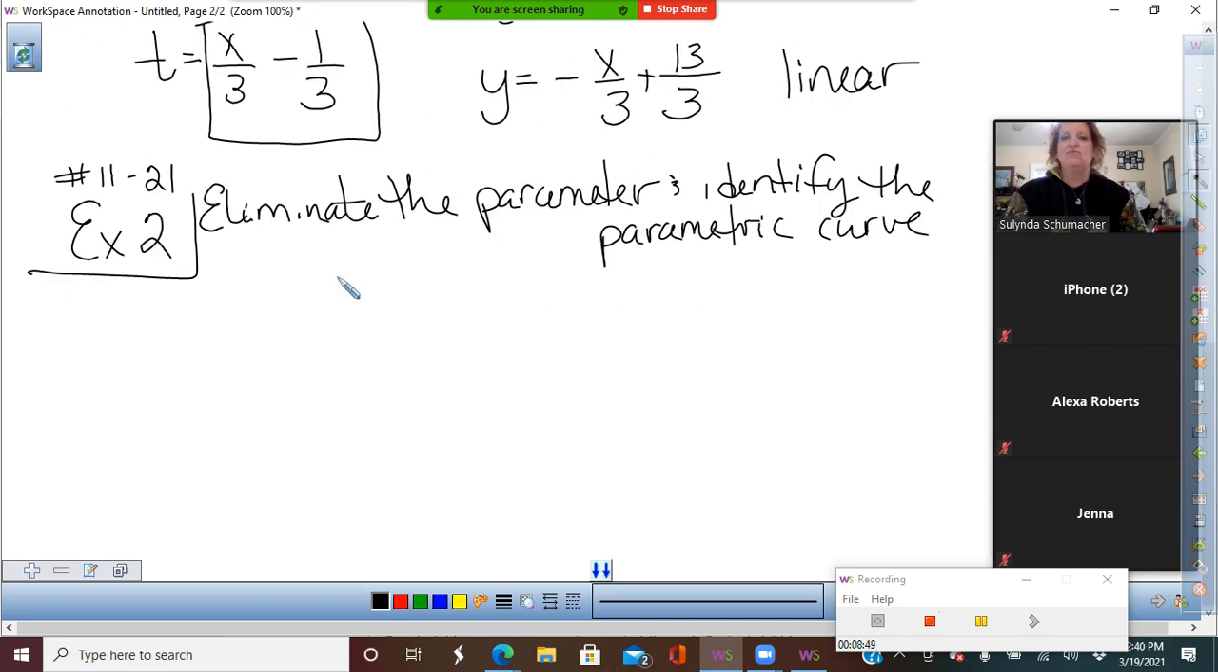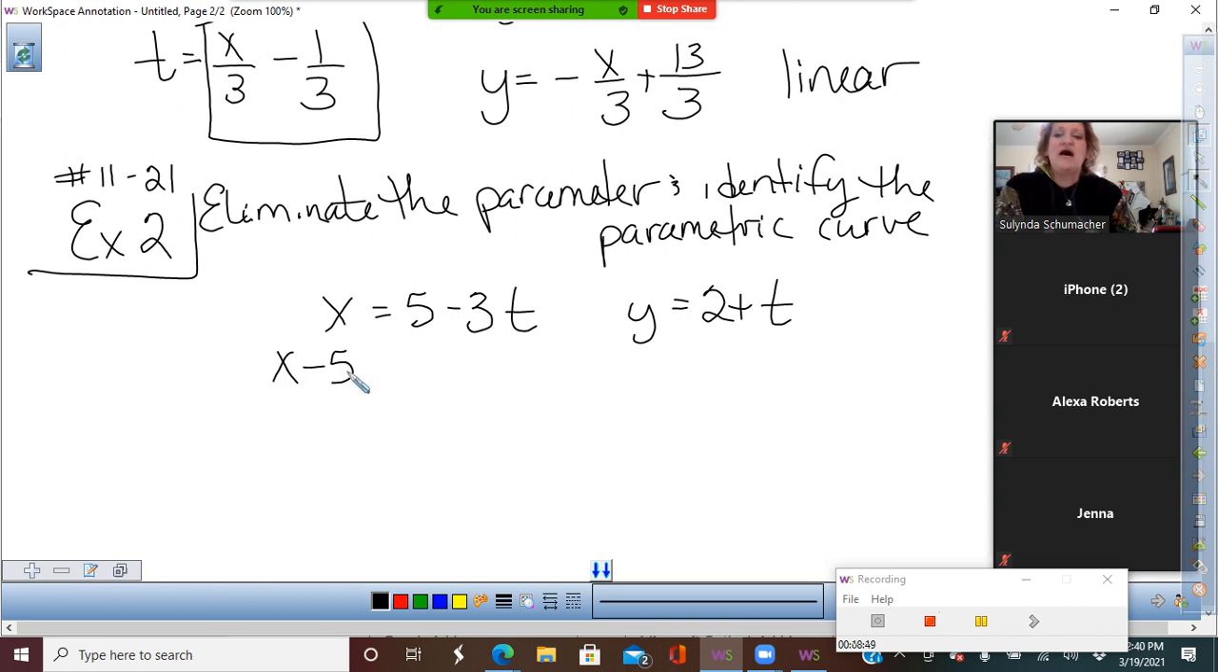So let's say I have x equals 5 minus 3t and y equals 2 plus t. Because I'm going to solve for y, I don't want to get rid of that one. I am going to get t by itself over here. I'm going to subtract 5. x minus 5 equals negative 3t. Divide both sides by negative 3. We get our t is going to equal negative 1 over 3 x, right? And then plus 5 over 3.